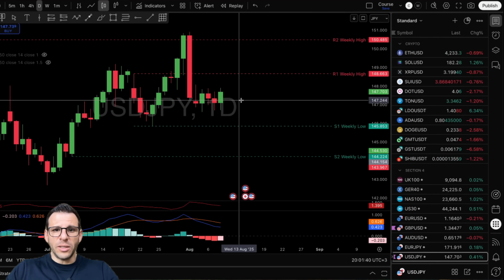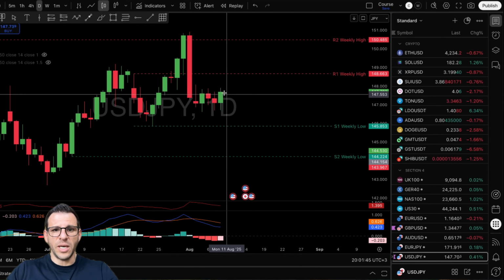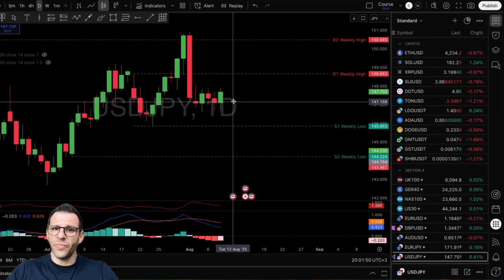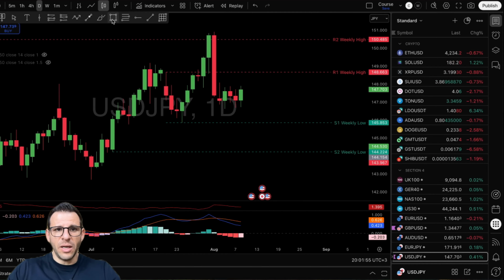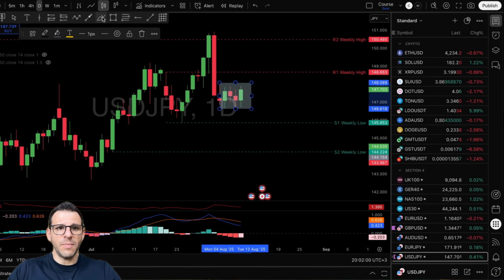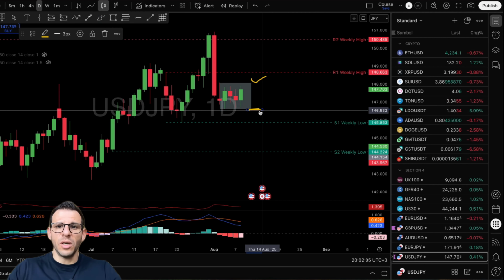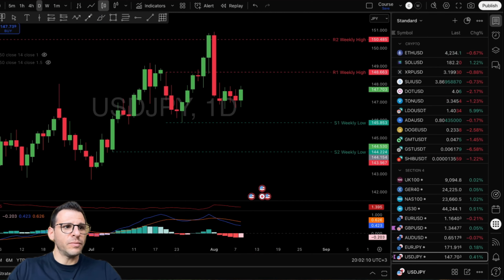On the daily chart, the price just moved sideways. Monday, Tuesday, Wednesday, Thursday, Friday, nothing happened. The market opened there and it closed there. Absolutely nothing. What I want to see next week is a clear break, either above this high or below this low, and we will trade long or short accordingly.